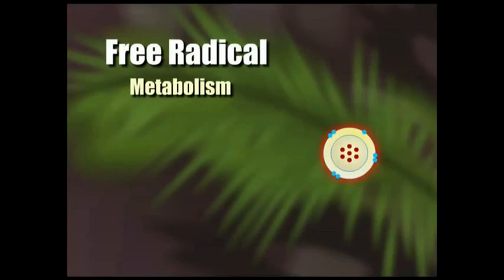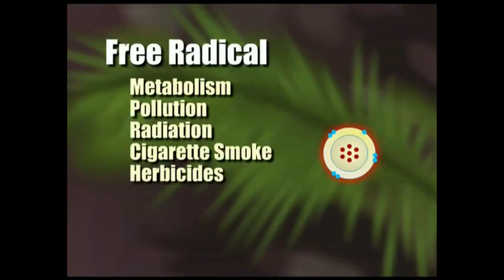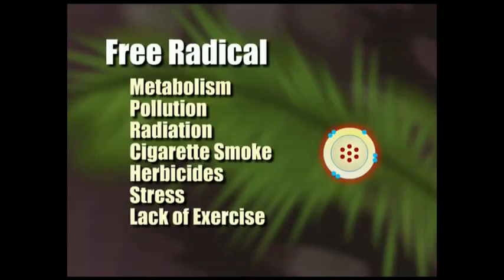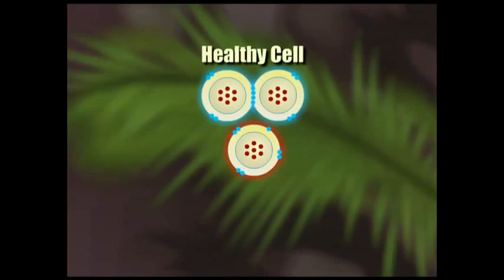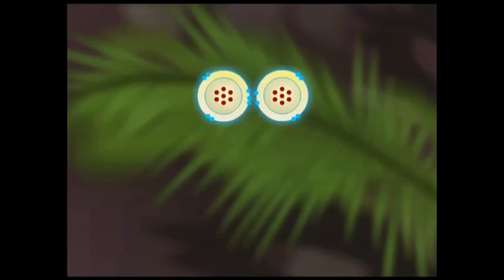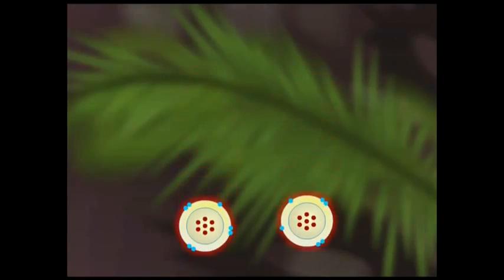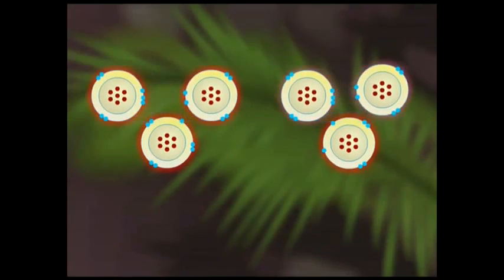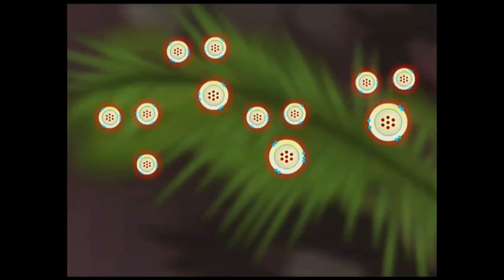However, there are many environmental factors that can cause an excess of free radicals, such as pollution, radiation, cigarette smoke, and herbicides. In addition, stress, lack of exercise, and lack of sleep. These free radicals will start attacking healthy nearby cells in an attempt to replace their missing electron. When the attacked molecule loses its electron, it becomes a free radical itself. This can cause a chain reaction to occur, resulting in the disruption of millions of nearby molecules.